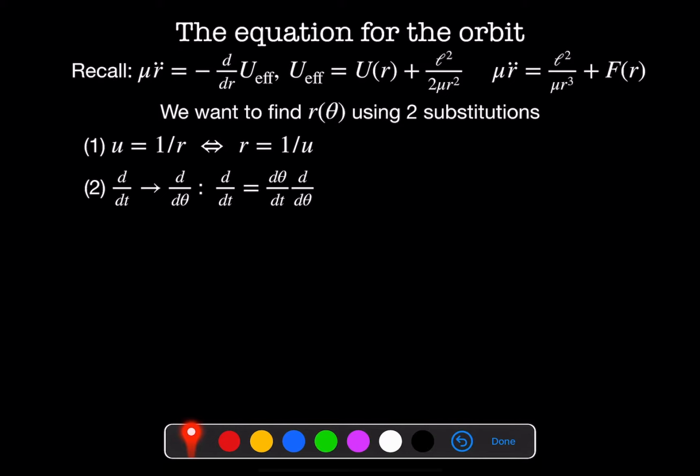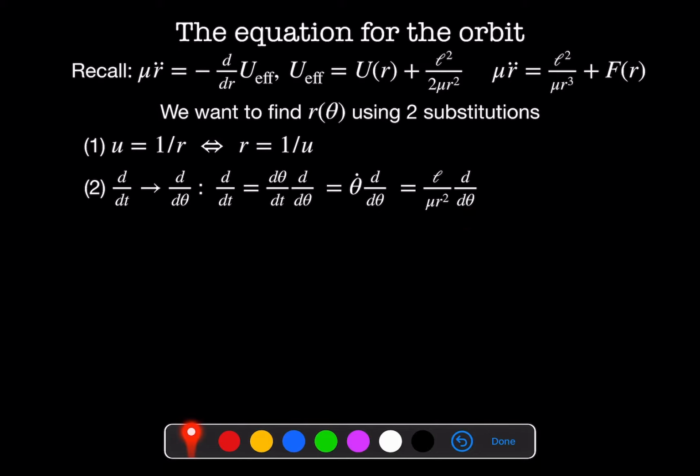which we've done many times before. So we've got d/dt is equal to dθ/dt times d/dθ. And dθ/dt is just our angular velocity, or θ dot. From conservation of angular momentum, we can rewrite this as L, which is our angular momentum, divided by our moment of inertia, or μr², times d/dθ.